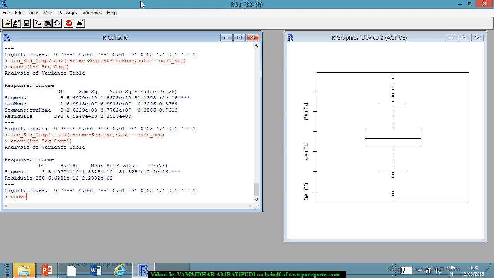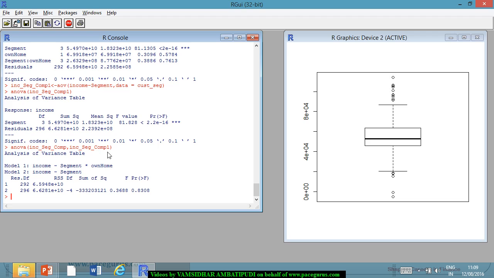I can do an ANOVA wherein I give these two inputs. Okay, I'm comparing this model versus this model. So comp 1 is primarily only segment, whereas comp 2 I am looking at segment versus owning a home and their interaction effect as well. Now, this is the summary. Model 1 is income versus segment multiplied by own home, which means segment separately, own home separately, and the interaction effect between segment and own home.